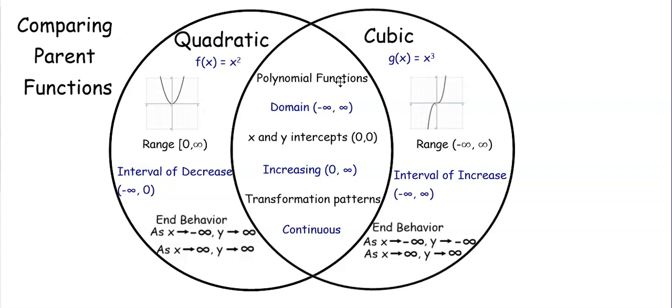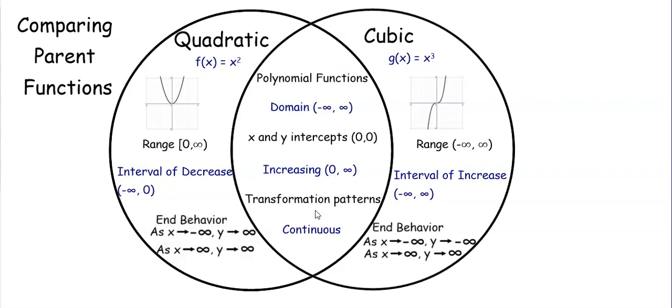So let's look at the things that they have in common. They're both polynomial functions. They both have a domain of all real numbers, everything from negative infinity to positive infinity. They both have the same x and y intercepts at 0, 0. They're both increasing from 0 to positive infinity. So in that first quadrant, they're both increasing. They both have the same transformation patterns.